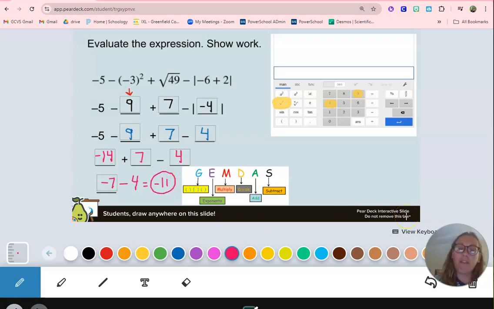Beautiful. So hopefully you're feeling a little bit more confident in working through those order of operations and simplifying.